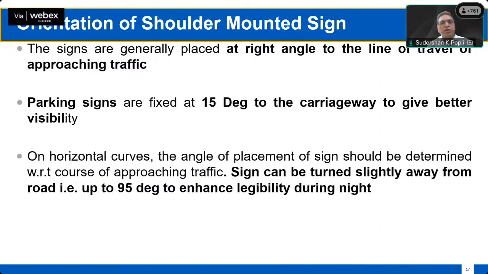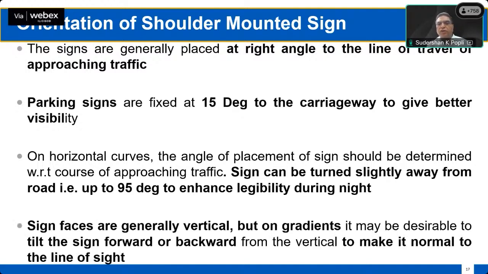Orientation of the sign should be considered. Signs are generally placed at right angle to the line of travel of approaching traffic. This is very, very important because ultimately the sign is retro reflective; the headlight goes to it and the reflection lets drivers see it. That's why the orientation of the sign should be accordingly. Parking signs are fixed at 15 degrees. In the case of a horizontal curve, it should be slightly turned away, 95 degrees, to enhance visibility during the night. And in the case of gradients up and down, signs are placed forward and backward to make them vertical.